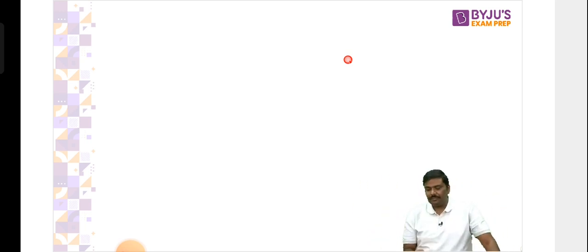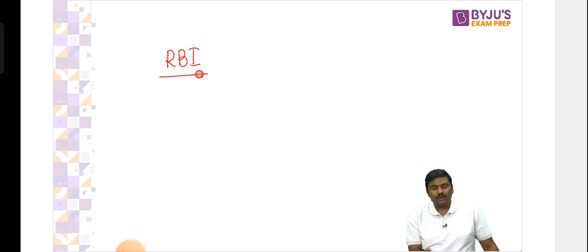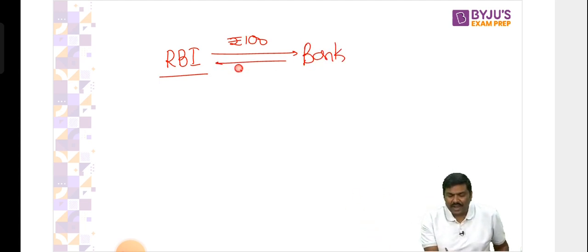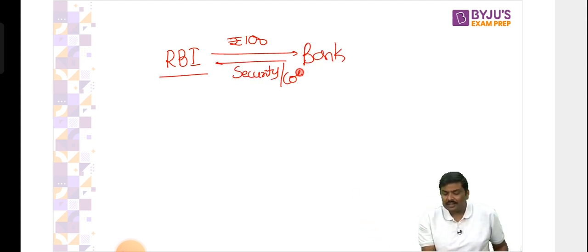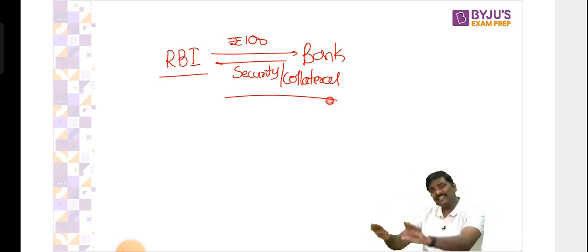But understand this very carefully. Whenever RBI has printed, let's say, a 100 rupee note and wants to supply this 100 rupee note in the market to a bank, the bank will provide a security. The bank will provide collateral. So why are you saying like this? Let me give a very simple example. Don't worry about it. Look at the next example very carefully.